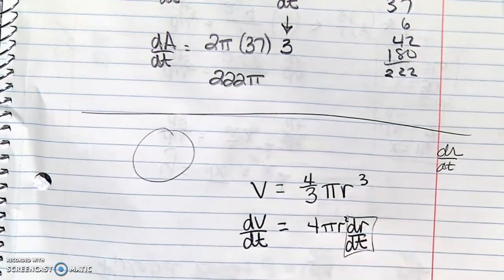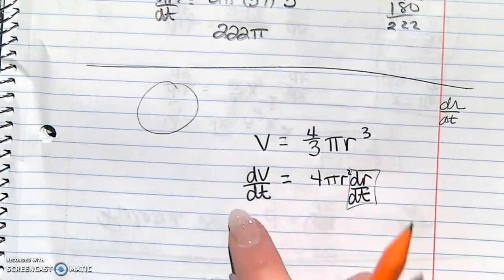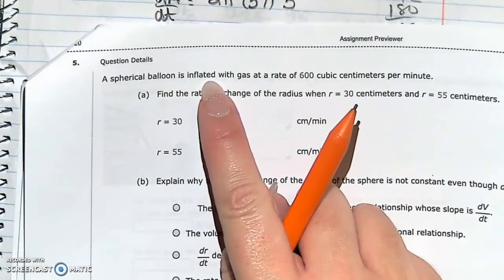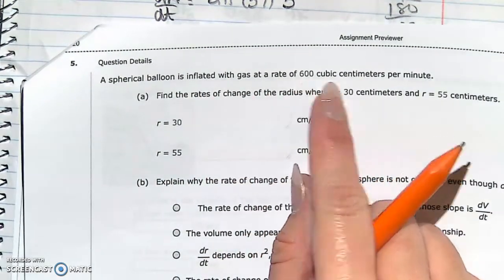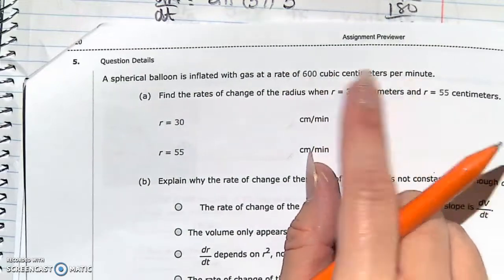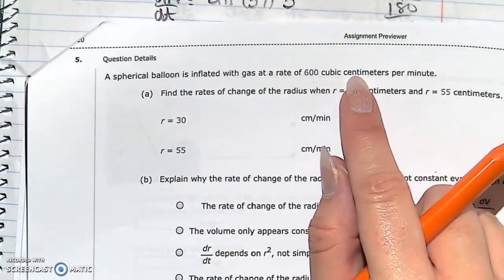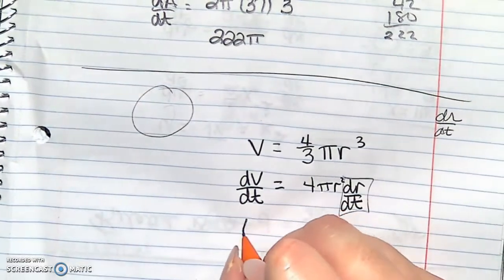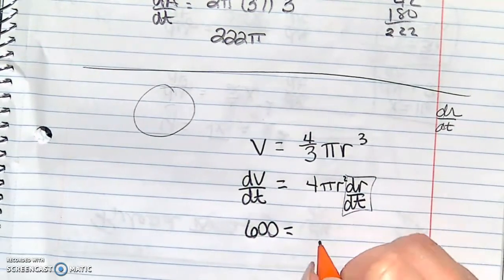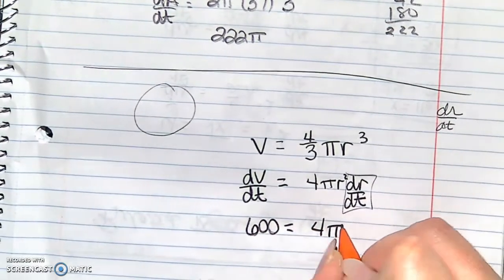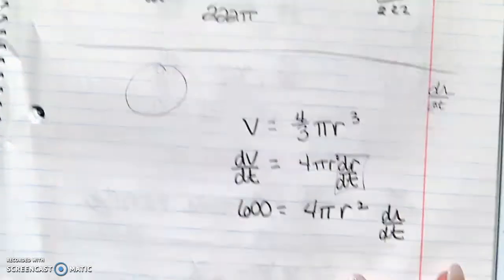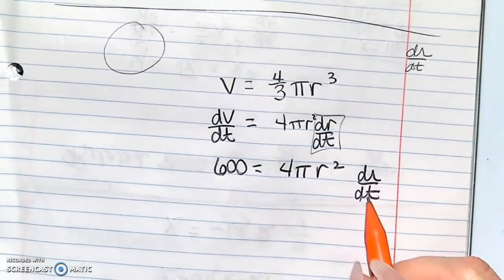I am looking for dr/dt, which means I still have 2 variables. I have an r and I have a dV/dt. So a spherical balloon is inflated with gas at 600 cubic centimeters per minute. So this affects the volume. This tells you how the volume is changing as time progresses. So 600 is dV/dt, and I got a 4 pi r squared times dr/dt, and I'm trying to find out what dr/dt is.